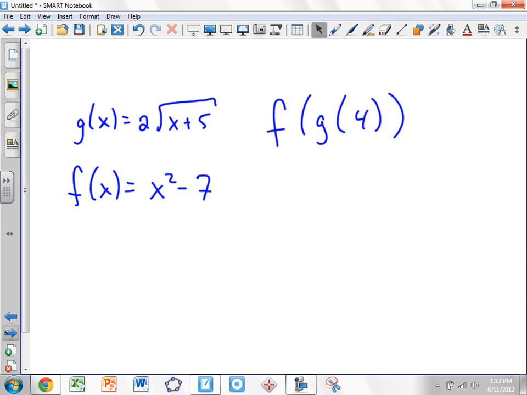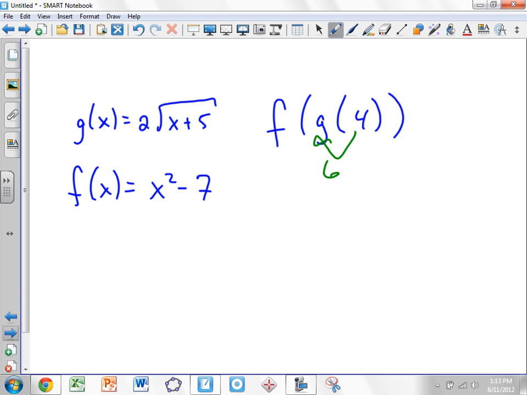So you always work the inside out, right? See the 4 is on the inside there? You take the 4, you plug it into g. That's what it's telling you to do first. So you plug a 4 in here. What's 4 plus 5? 9. What's the square root of 9? 3. What's 3 times 2? So when you plug this in, you get 6, right?